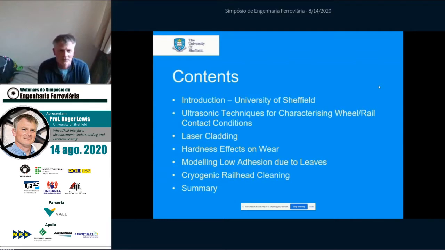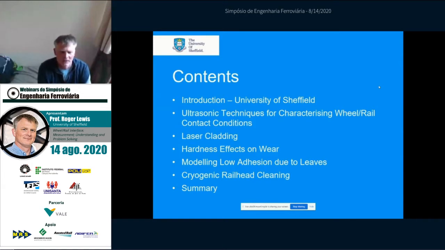So a brief overview of what I'm going to talk about. I'll give you a little introduction to the University of Sheffield. And then I'm going to go through perhaps a broader picture of some of the research we do here on railway engineering, most of which is on the wheel-rail interface. And then I'm going to go through some case studies on work we've done or are doing on wheel-rail interface issues based around measurements of the wheel-rail interface, understanding and overcoming wear problems.